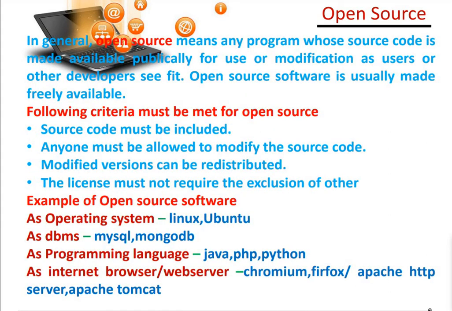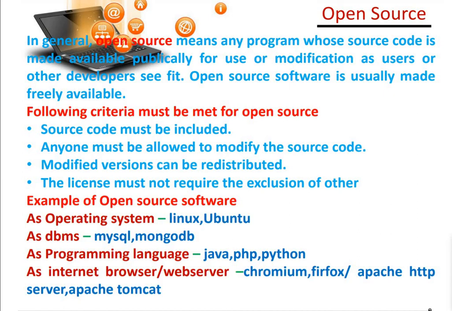In general, open source means any program whose source code is made available publicly for use or modification as a user or other developer sees fit. Open source software is usually made freely available. Following criteria must be met for open source: source code must be included, anyone must be allowed to modify the source code, modified versions can be redistributed, and the license must not require the exclusion of others.